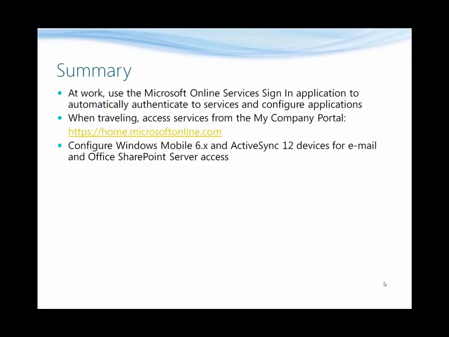Microsoft Online Services empowers information workers to access online content in 3 form factors. At work, the Microsoft Online Services sign-in application will enable authentication to all the services and integrate into Office Outlook. On the road, the My Company portal will be the gateway to online services content, such as Office SharePoint Server, Live Meeting and Office Outlook Web Access. And Windows Mobile 6 and later and ActiveSync 12 devices will deliver email and SharePoint access to the palm of your hand.